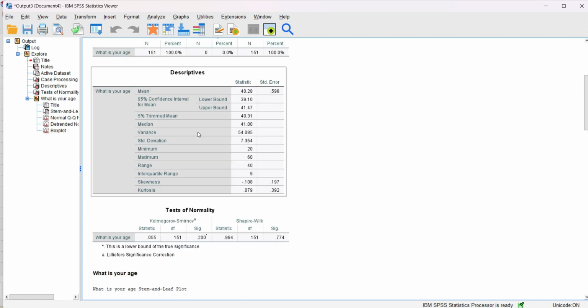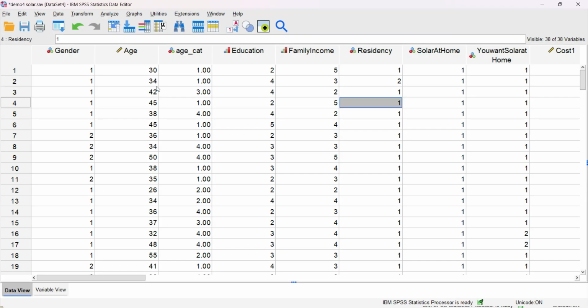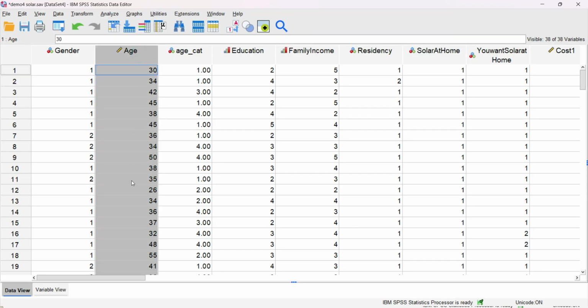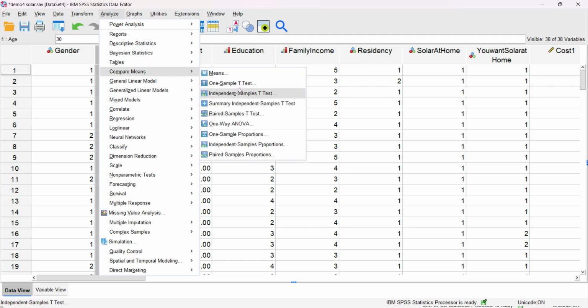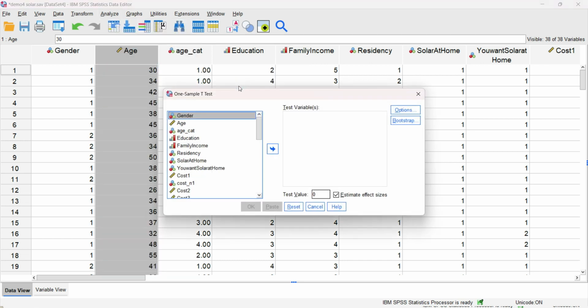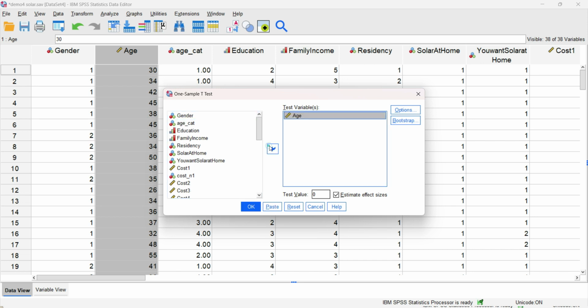So let's move to one sample t-test. We are going to see if the age of our sample is significantly different from the mean age, that is 20.2 years of the national population. So we are going to go to Analyze, Compare Means, and One-Sample T Test. Here we are going to select age, and the test value is 20.2. Also estimate the effect sizes and press OK.